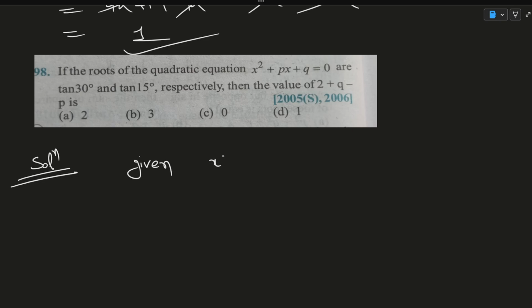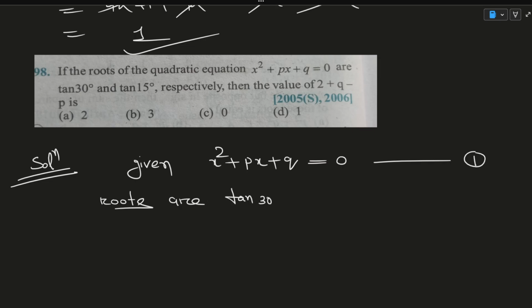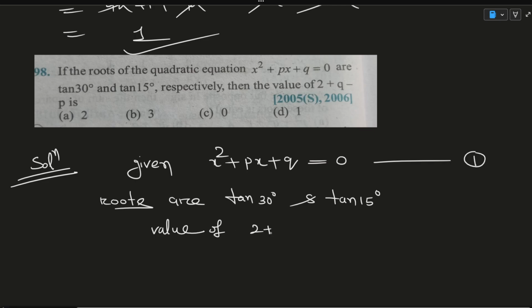one quadratic equation, that is x square plus px plus q equal to 0, and the roots are tan 30 degree and tan 15 degree. So we have to evaluate the value of 2 plus q minus p.